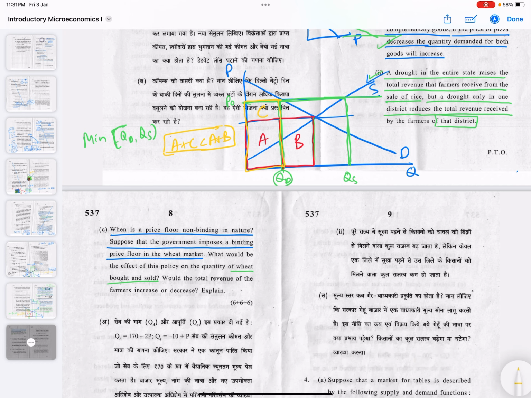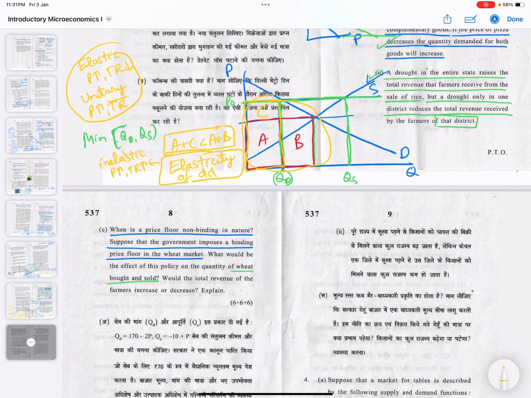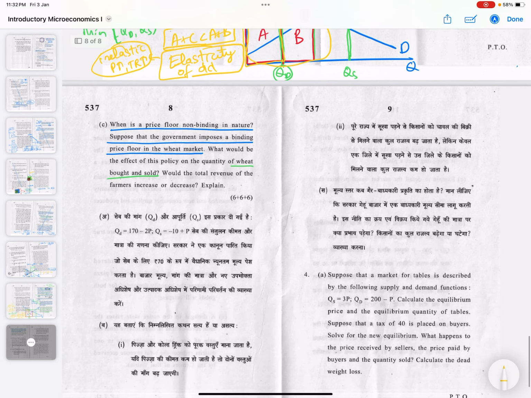So this would depend on the elasticity of the demand curve. If it is inelastic, if price increases, total revenue would also increase. If it is unitary elastic, then if price increases, total revenue remains the same. But if it is elastic, then if price increases, total revenue would actually fall. Graphically you can show it like this, and you need to mention these 3 cases. So we are done with this.